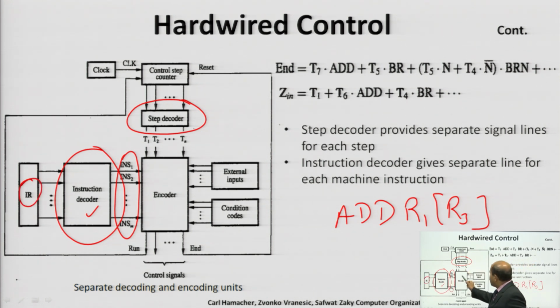And finally, the encoder will generate some output in terms of various commands based on these inputs. The step decoder will separate the line for each step, and the instruction decoder will separate the line for each machine instruction, and based on these inputs the encoder will issue the control signals. This way hardwired control will work, and several controls are issued.